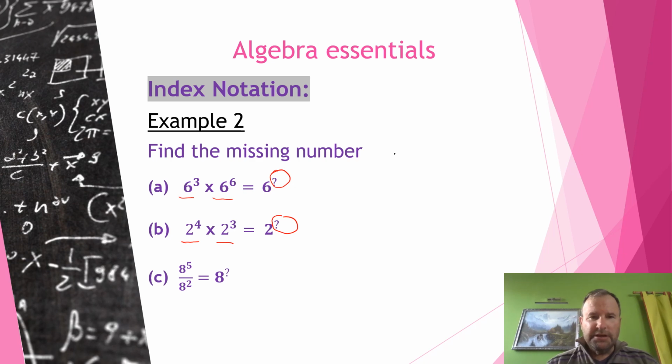And the third example here, we've got 8 to the power of 5 divided by 8 to the power of 2. What is the power number when we put those together? 8 to the power of question mark.